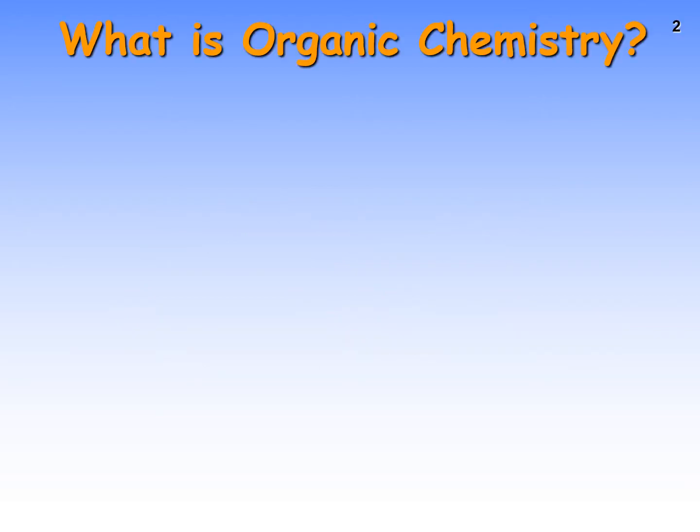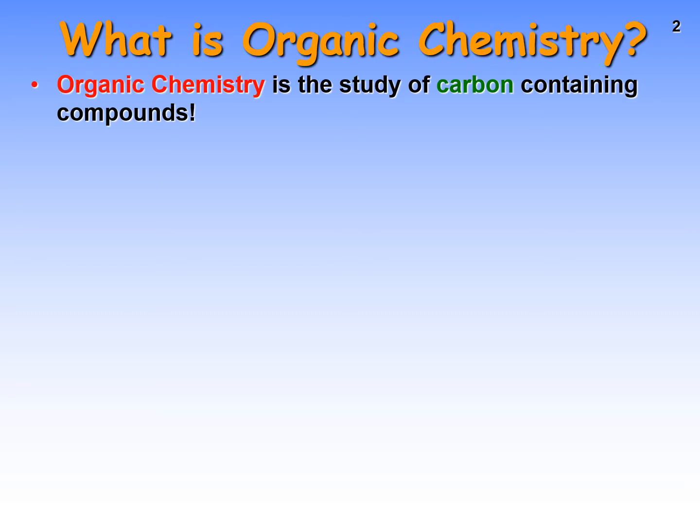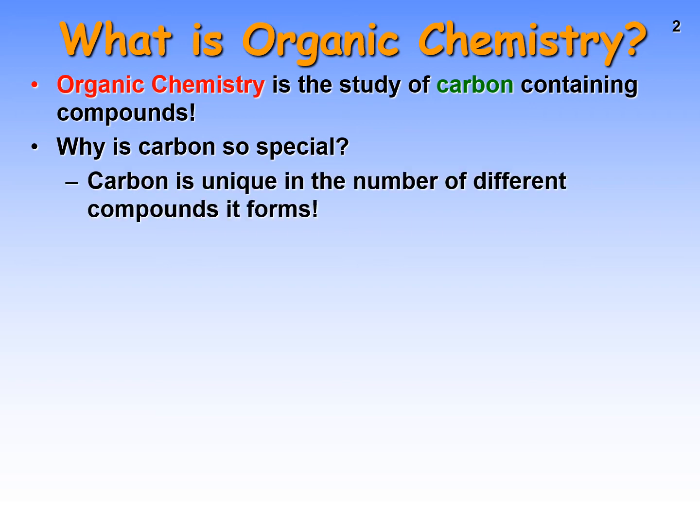Let's talk about organic chemistry. Organic chemistry, what is it? Organic chemistry is the study of carbon-containing compounds, primarily. That's a bit of a broad definition, but it works. Why is carbon so special? Why do we have to study carbon? Why is that so important? Well, other than the fact that most life on planet Earth is carbon-based, it's unique in a number of different ways. One, it forms so many different compounds.